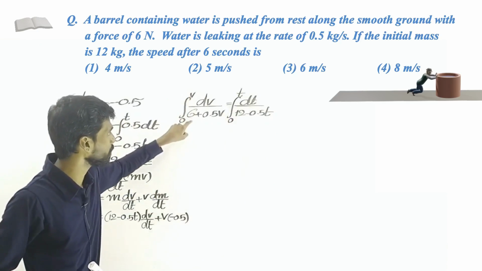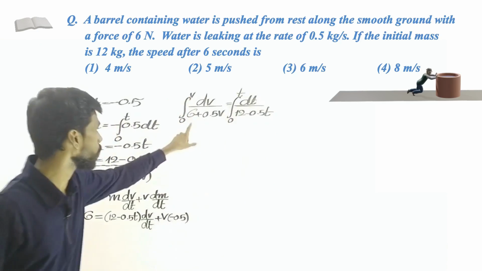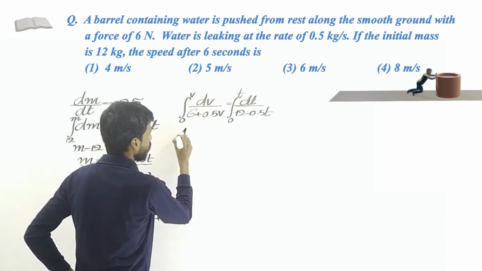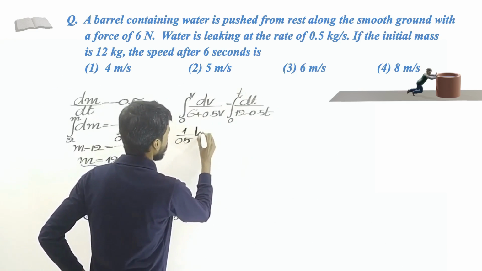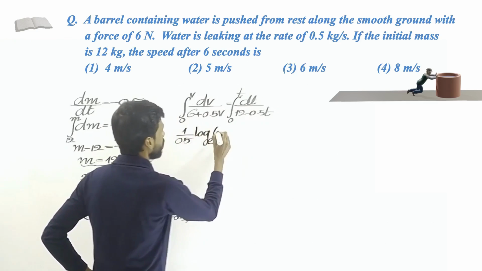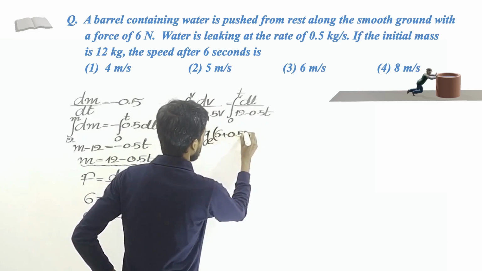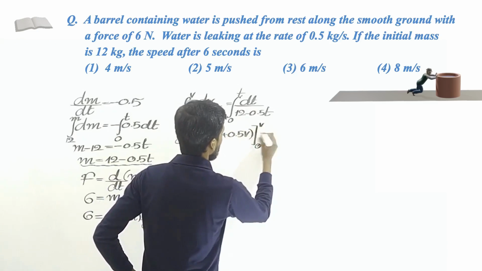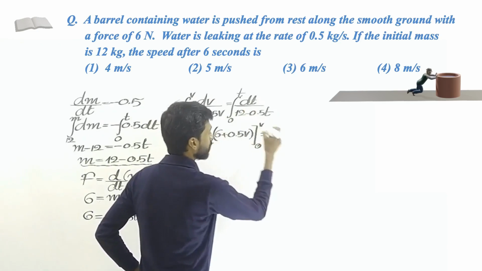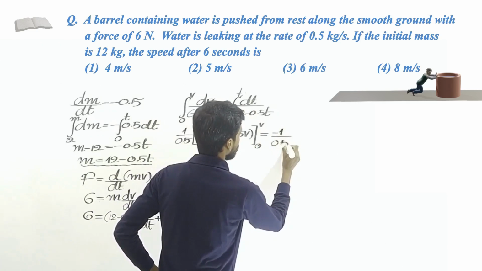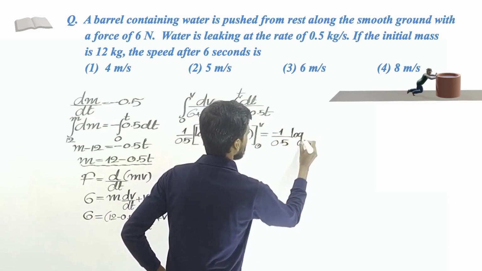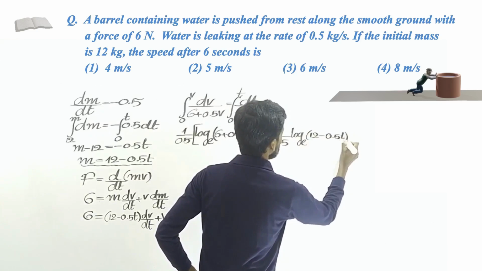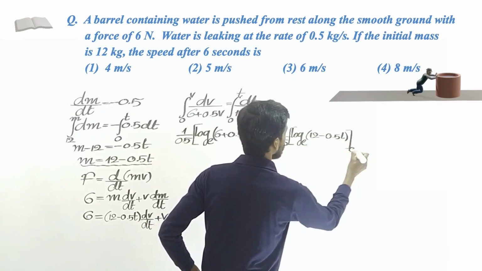What is the integration? 1 by (6 plus 0.5v) gives ln of this one, right? So log base e of this value, and since v is multiplied by 0.5, it is 1 divided by 0.5 times log of (6 plus 0.5v), and then we substitute the limits, 0 to v. That equals, similarly for this integration, minus 1 by 0.5 multiplied by log of (12 minus 0.5t), with the limit from 0 to t.